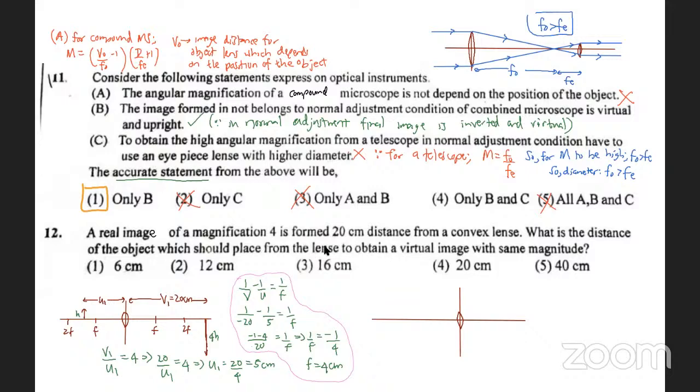And I think they are asking for the same magnification. If you want the same magnification of 4, then we'll have to place the object. And if you want the image to be virtual, then you have to place the object inside f. So our answer must be less than 4. There is no answer less than 4.